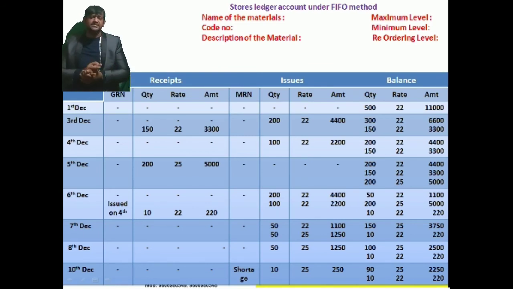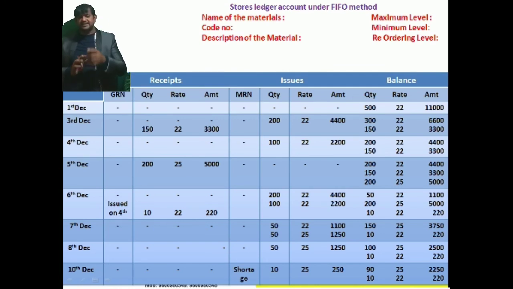So on 8th December, GRN nil, quantity nil, rate nil, amount also nil. Under issues, MRN nil, quantity, there is an issue of 50 units. 50 units at rupees 25 each. So amount column 1250. So out of 150 units I have issued 50 units. So the balance is 100 units at rupees 25 each, 2500. And 10 units at rupees 22 each, 220 rupees.